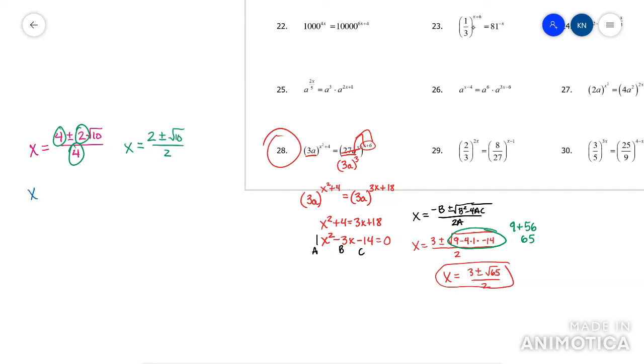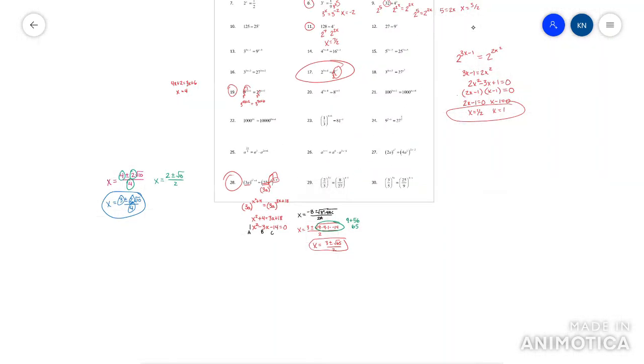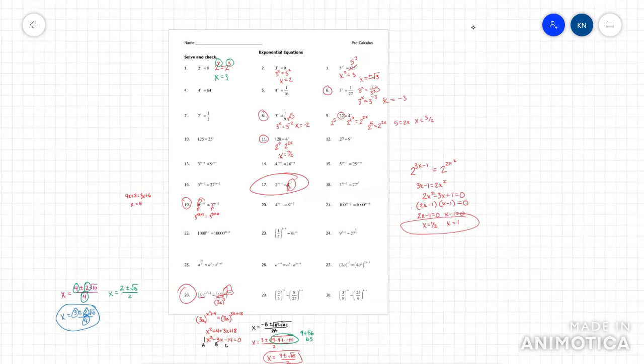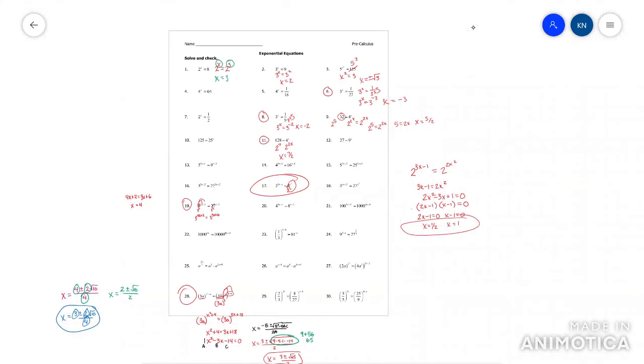Now, had we done this and it said something like 3 plus or minus 2 root 10 over 4, well, these numbers do not reduce. So you would just leave this as is. So, all right, there's how to solve exponential equations. Just get the base the same and then set the exponents equal to each other and go solve it. Hope this video helped.